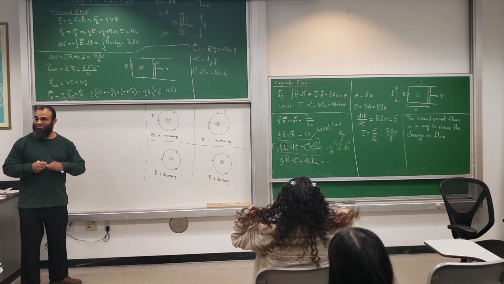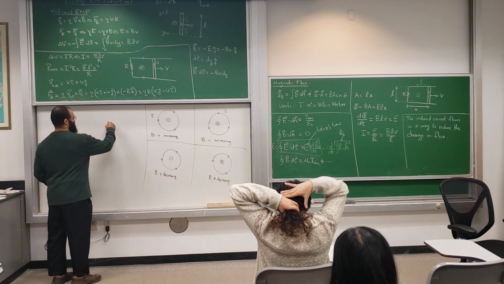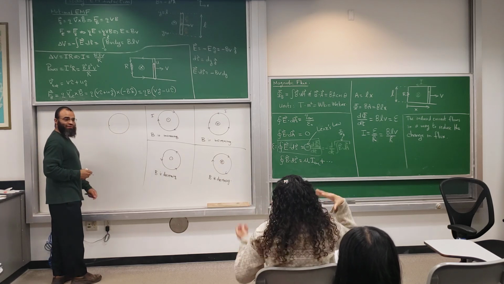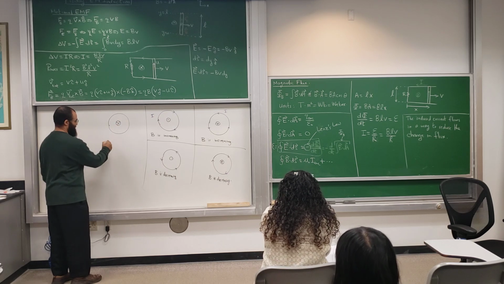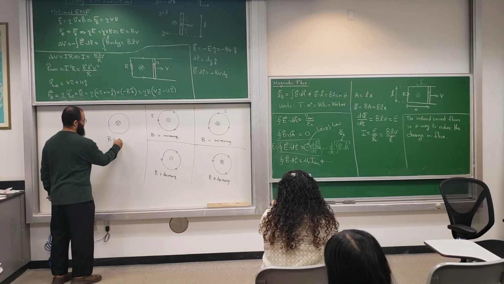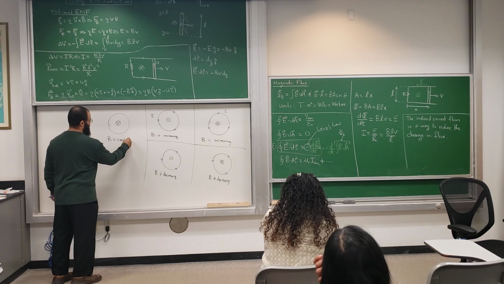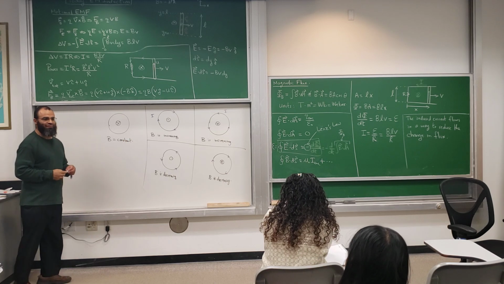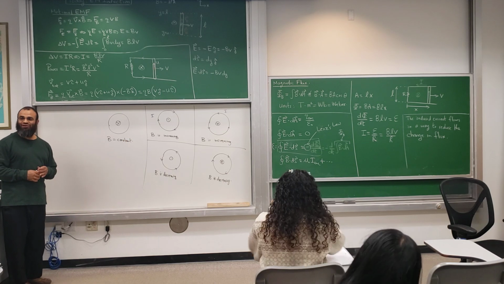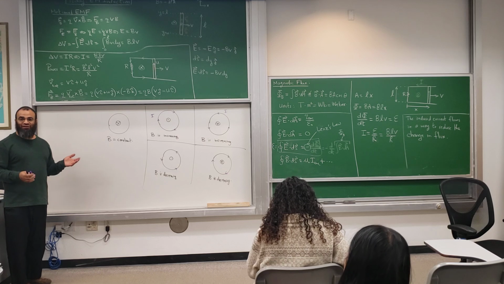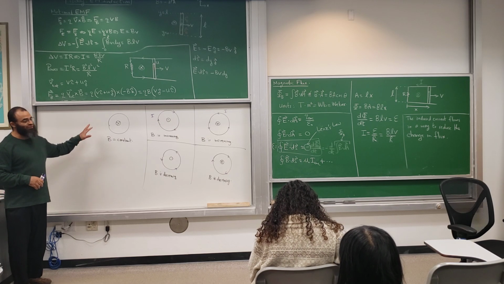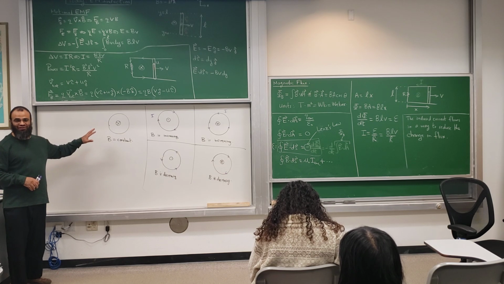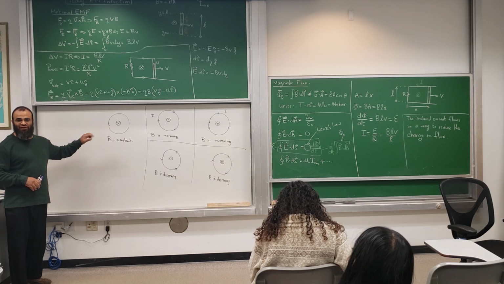Let me give you a fifth case. Here's the fifth case. That's the loop. This is the magnetic field, but B is constant. In what direction should the current go? No current. The flux is constant. There is no change, so there is nothing to oppose. So no current. Induced current is only there when there is a change.